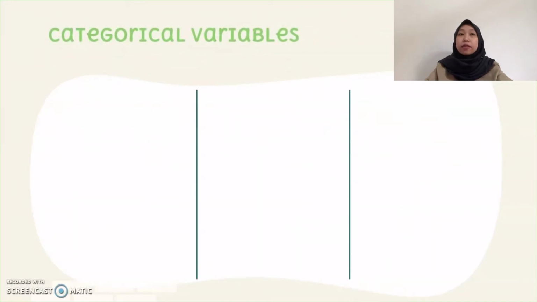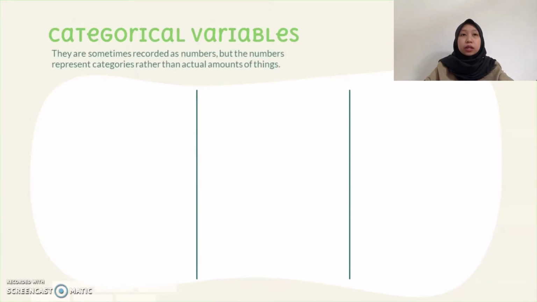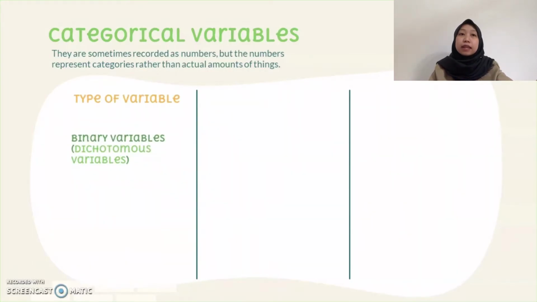Next, categorical variables. Categorical variables represent groupings of some kind. They are sometimes recorded as numbers, but the numbers represent categories rather than actual amounts of things. There are three types of categorical variables. First, binary variables, also known as dichotomous variables. Second, nominal variables. And the third, ordinal variables.